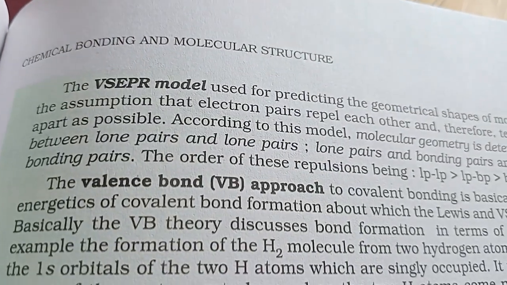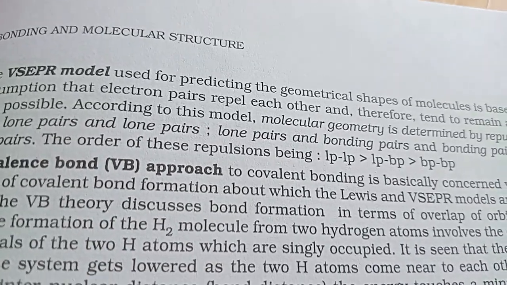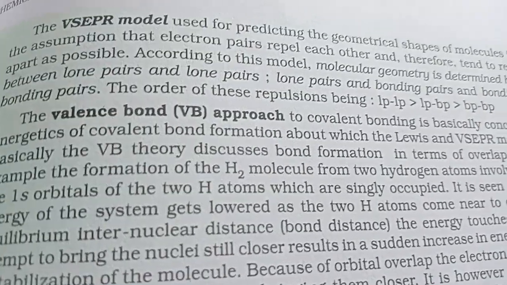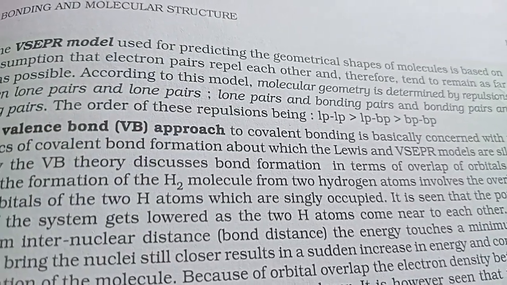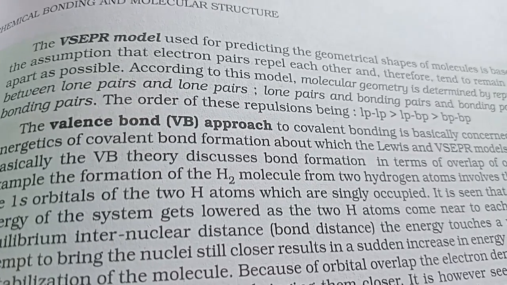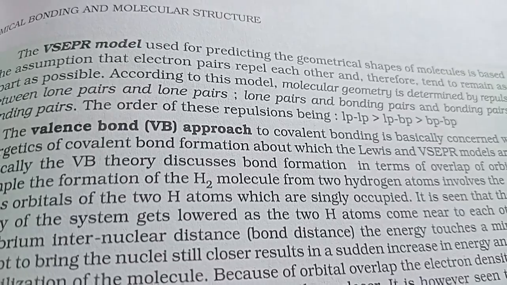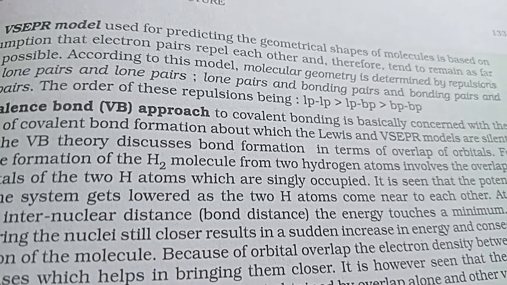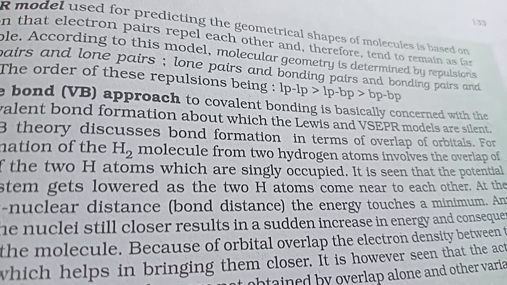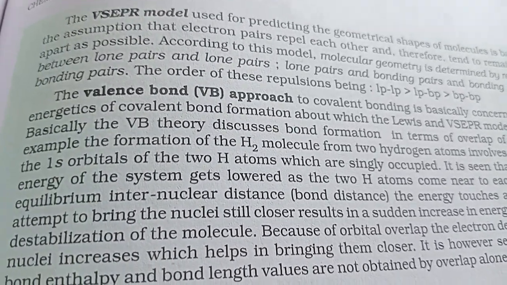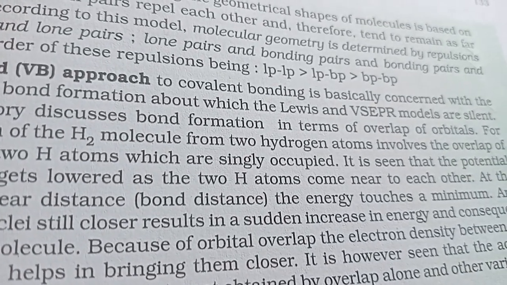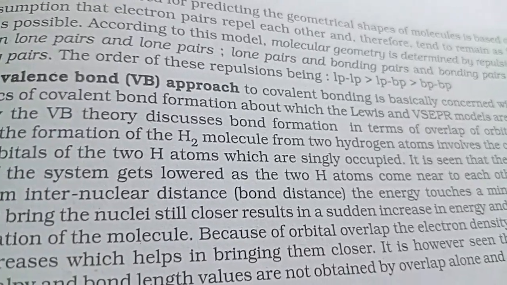The VSEPR model used for predicting the geometrical shape of molecules is based on the assumption that electron pairs repel each other and therefore tend to remain as far apart as possible. According to this model, molecular geometry is determined by repulsions between lone pair and lone pair, lone pair and bonding pair, and bonding pair and bonding pair. The order of these repulsions is: lone pair-lone pair is greater than lone pair-bond pair, which is greater than bond pair-bond pair repulsion.